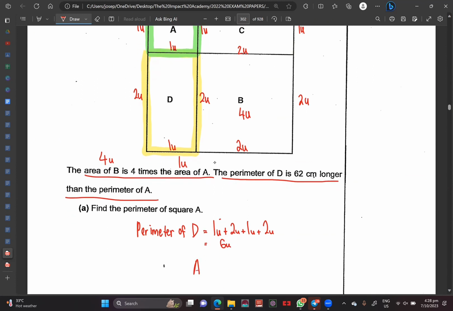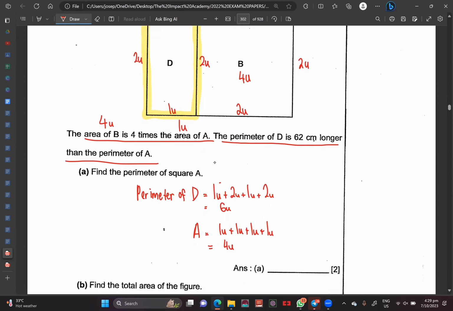And let's talk about the perimeter of A. The perimeter of A is simply just 1 unit plus 1 unit plus 1 unit plus 1 unit. Of course, Teacher Joseph, can I say 1 unit times 4? Definitely, we get to 4 units. You all agree so far? Now then, why is it that D is 62 centimeters longer than A? Of course, D is 62 centimeters longer than A because D has a greater number of units. You get what I'm trying to say? D is 6 units. A is 4 units. What is their difference? Their difference is 2 units. You all agree so far?